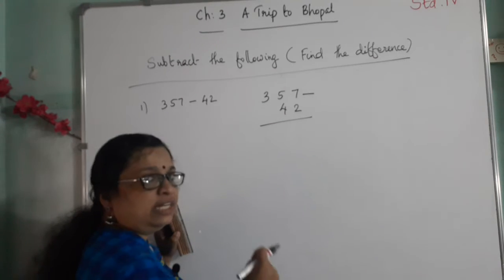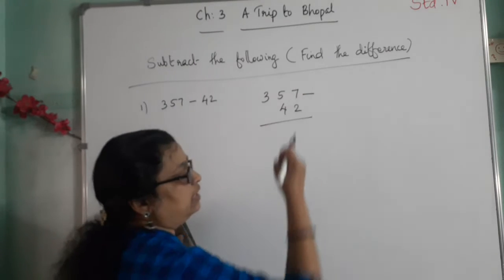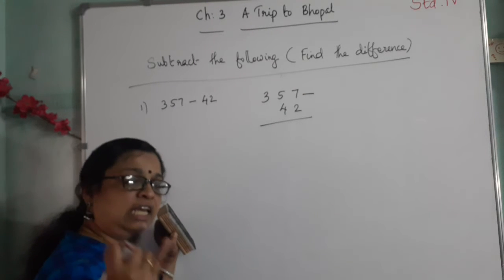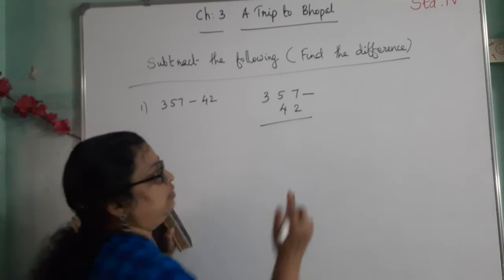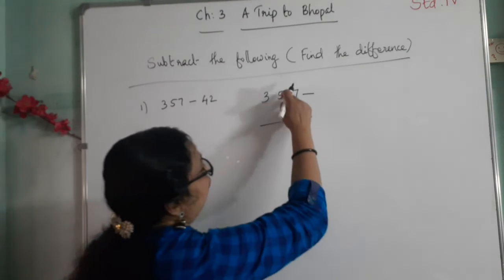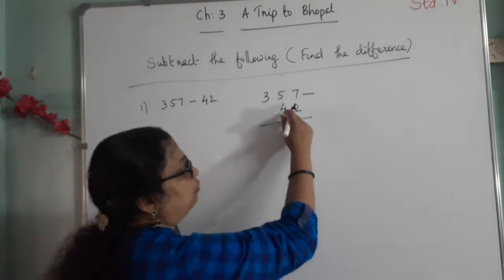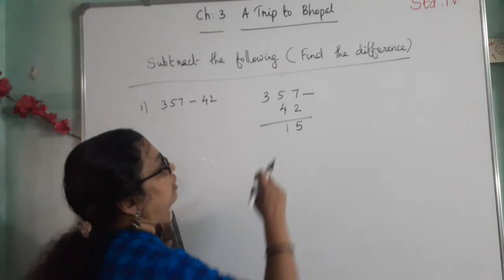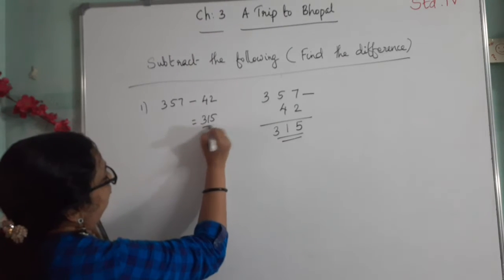7 minus 2: from 2, how many numbers do we need to become 7? 2 after 3, 4, 5, 6, 7. How many? 5. So we can write 5. Then 5 minus 4: 4 plus 1, or 4 after 5, only 1. Then this 3. So the answer is 315.